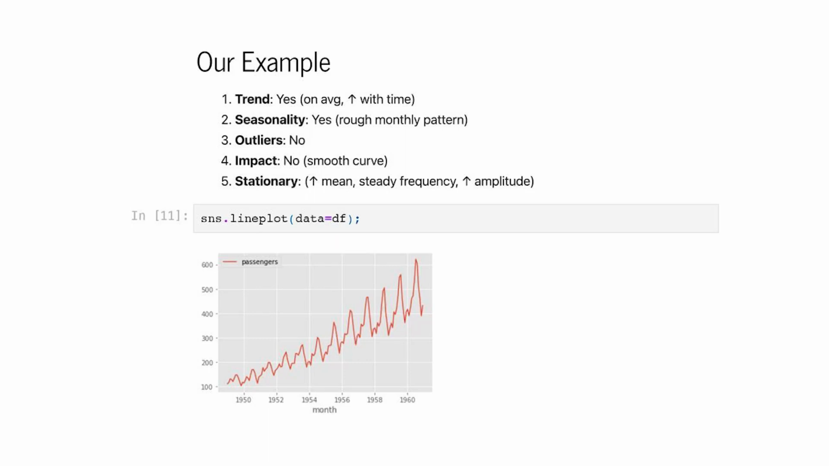Third is outliers. No, there are no sudden or drastically different values as far as visual inspection reveals to us. Fourth is impact. The curve is reasonably smooth, which means that there are no sudden upticks or downticks, so no holiday effects as well. Fifth is stationary. So the time series is not stationary because although the frequency remains more or less steady throughout the duration of the dataset, both the rolling mean and the amplitude is increasing. All these properties can be obtained visually by using Seaborn to construct a line plot of our time series.